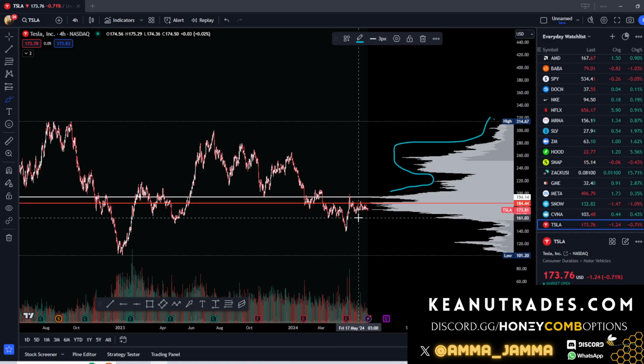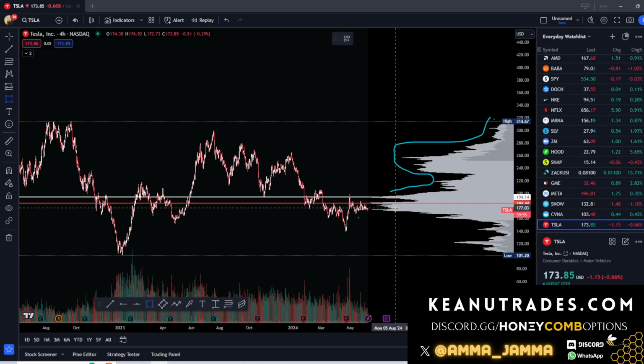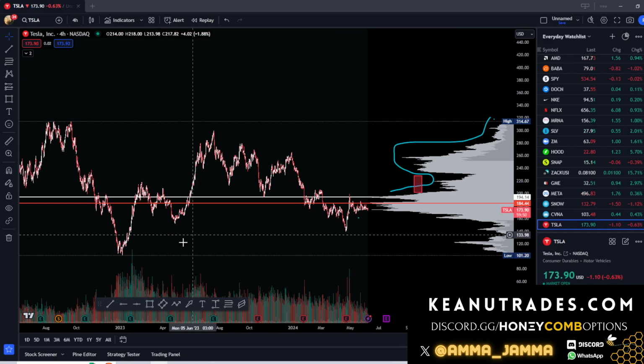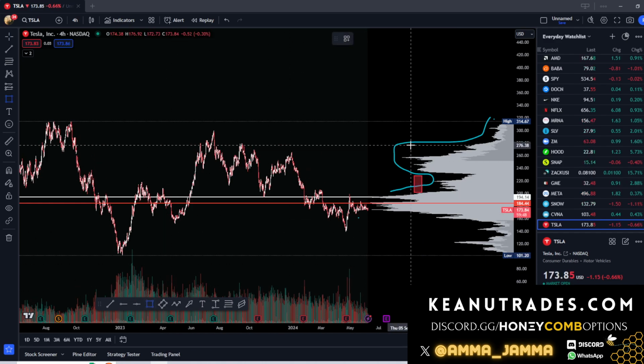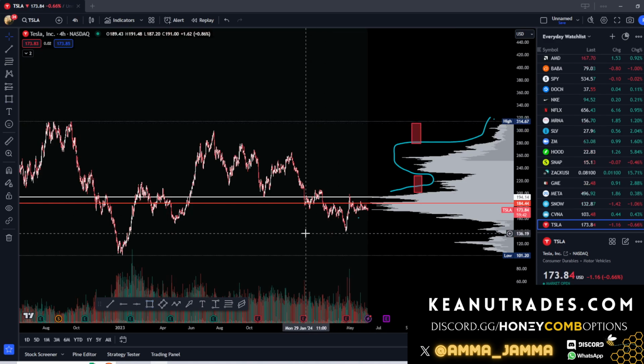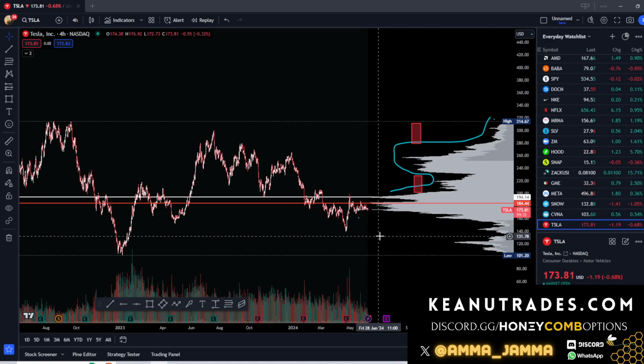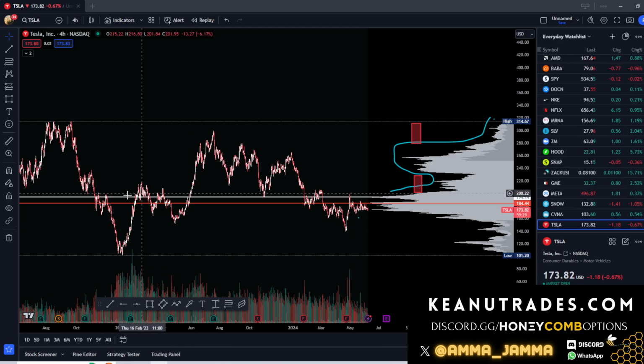What does that tell us? That tells us that this range here and this range here are the low volume liquidity zones. What that means is way less people came to play at that particular price point in this particular time frame of charting of the last 2 years, which is really what I want to look at.